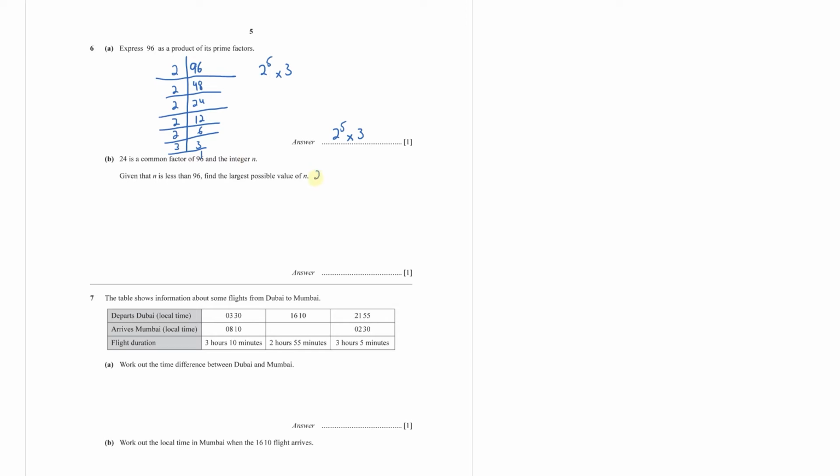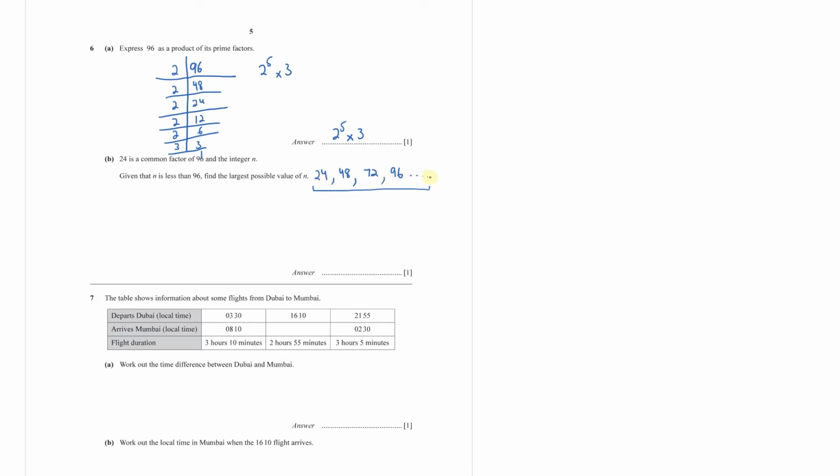So if we write the multiples of 24, we get 24. 24 times 2 is 48. 24 times 3 is 72. And 24 times 4 is 96. So since 24 is a common factor of both 96 and n, we know that n is one of these numbers which are multiples of 24.